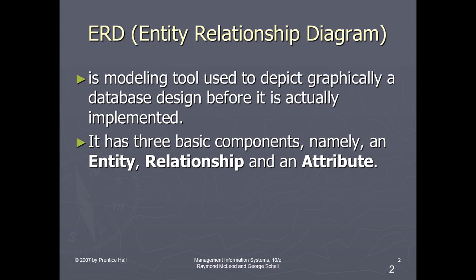It has three basic components, namely entity, relationship, and attribute. For entity, this is a table, for the implementation in the database, this is what we call a table. So don't be confused. Relationship is the way we connect one table to another table.